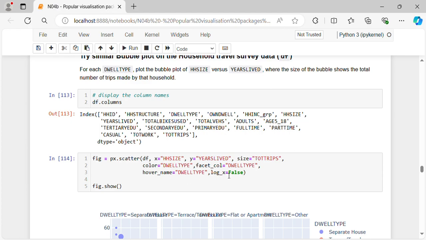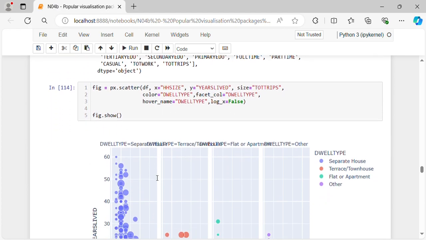Facet underscore column equal dwell type. So each of the column facets will be a dwell type. Hover underscore name equal dwell type. So the title of each data information will be titled by dwell type. Log underscore x equal false. So the x-axis will not be in the log scale. Fig dot show open and close bracket.